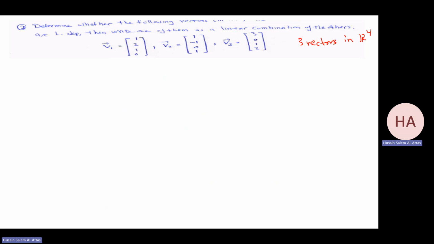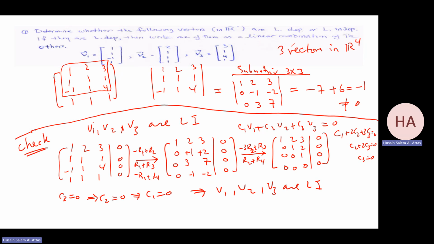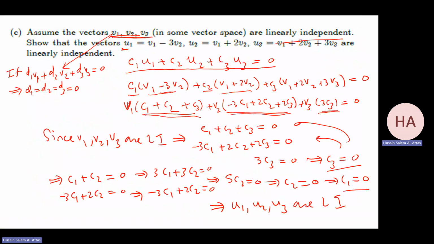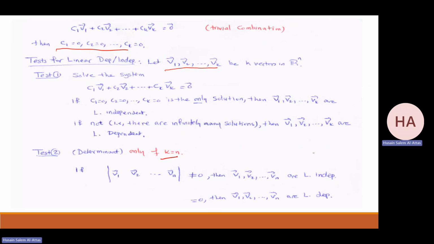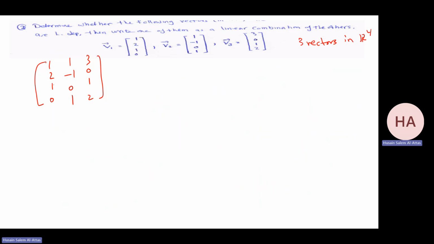Is it the same? Almost the same. 1, 2, 1, 0. 1, minus 1, 0, 1. 3, 0, 1, 2. I think we did it before, I saw those ones. Okay, let me do it, no problem. Yeah, I'll take a submatrix. I take this one.